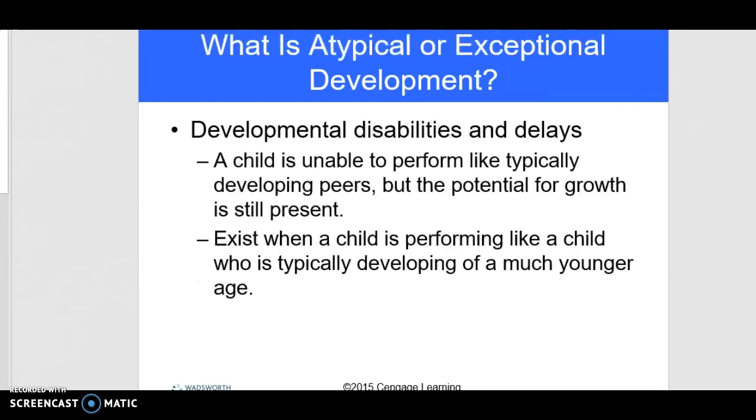What would be considered atypical or exceptional development includes a wide variety of things. So we're going to look at a few different categories here, but developmental disabilities or delays. The child's unable to perform like their typically developing peers, but they still, of course, always have the potential for growth. So a lot of times we might be looking at a child who is performing like a child who's much younger than their age. So that could be physically, cognitively, or socially, where we think, what I would expect at 3 years old, this is looking more like the 2-year-olds that I work with, for instance.